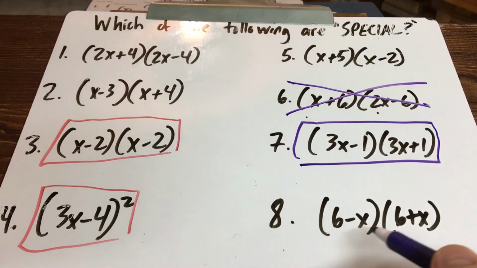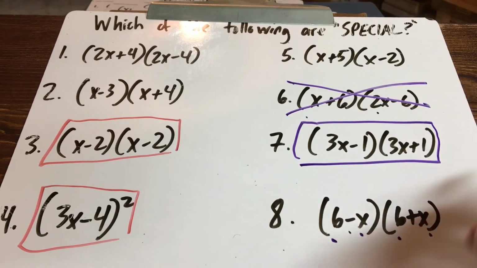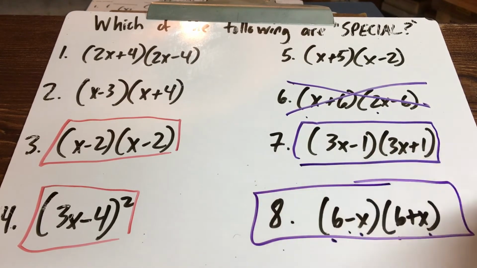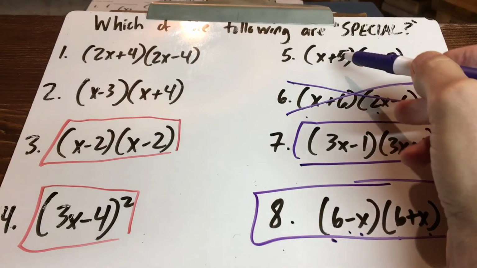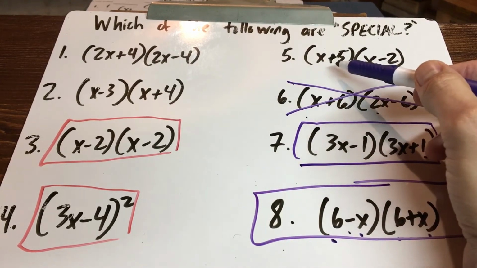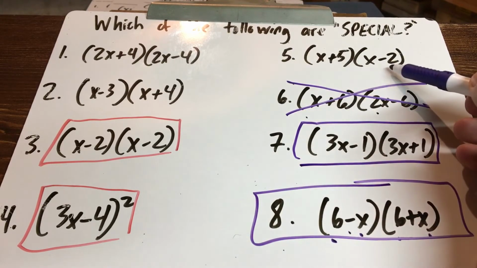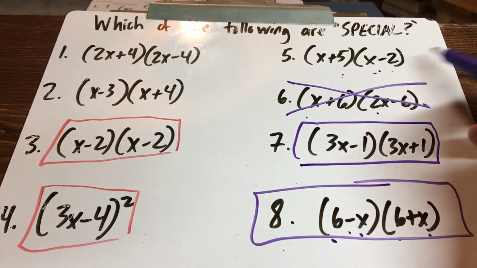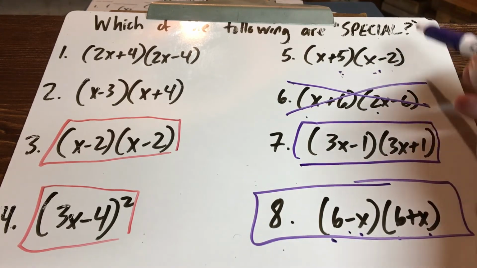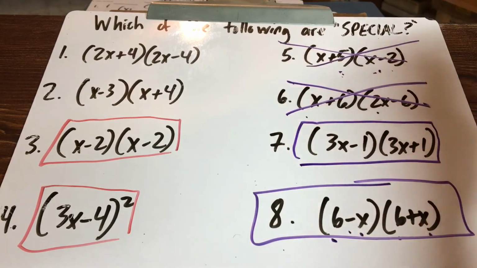Is it this one? Actually, I think it is, right? 6 and 6, x and x, one's a plus and one's a minus. This is a special situation. Is this it? I have a plus and I have a minus. Oh, no, it's not, because I have two different numbers. It would have to be 5 and 5 or 2 and 2. If those numbers were the same, then it would work.